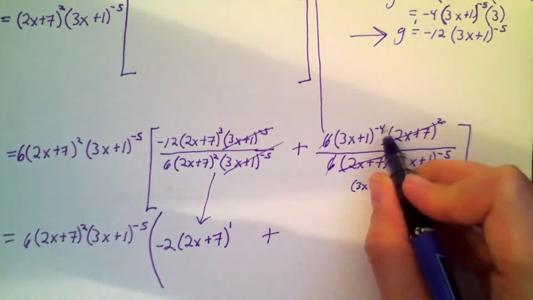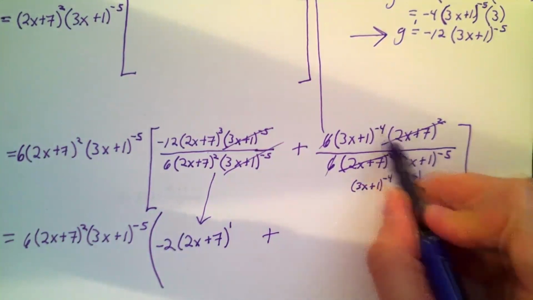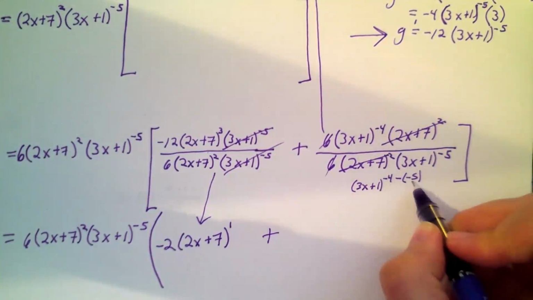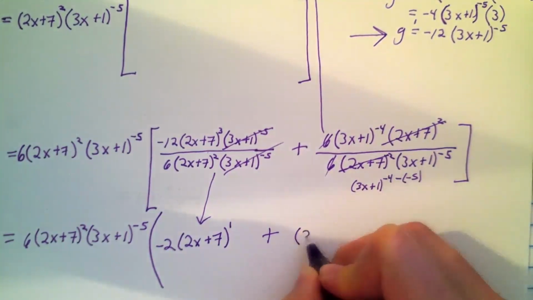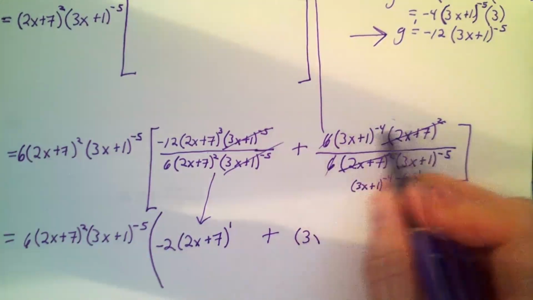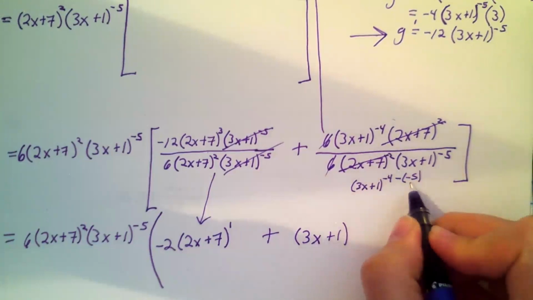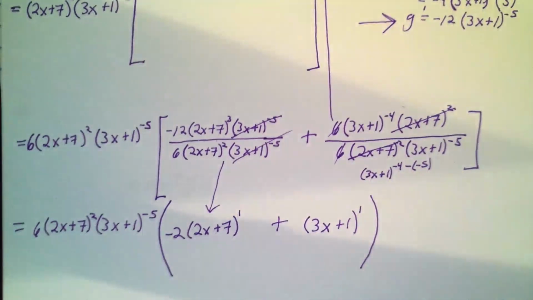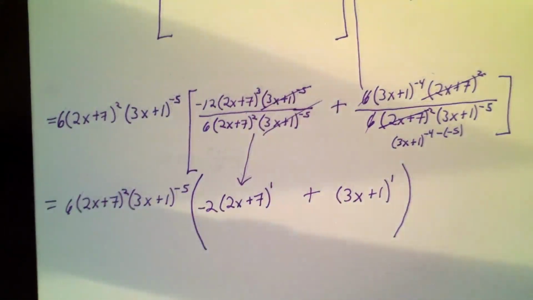minus 4 minus negative 5, right? Laws of exponents. Negative 4 minus negative 5 becomes negative 4 plus 5. Negative 4 plus 5 is 1. So this whole mess becomes 3x plus 1 to the 1, first power. Now that looks a lot nicer in there.